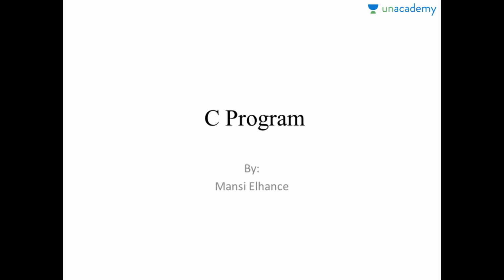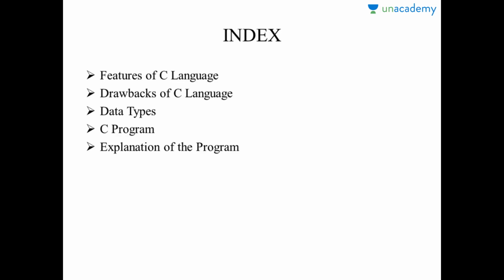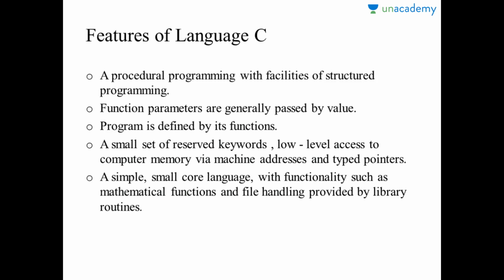Proceeding with the last lecture, which was about C variables and C keywords, and also the basic key points to remember before creating a program, we may now proceed with the features of C language, drawbacks of C language, data types and comments in C language, and finally, we are going to create a simple C program to add two numbers and then display its result. Now, features of C language.